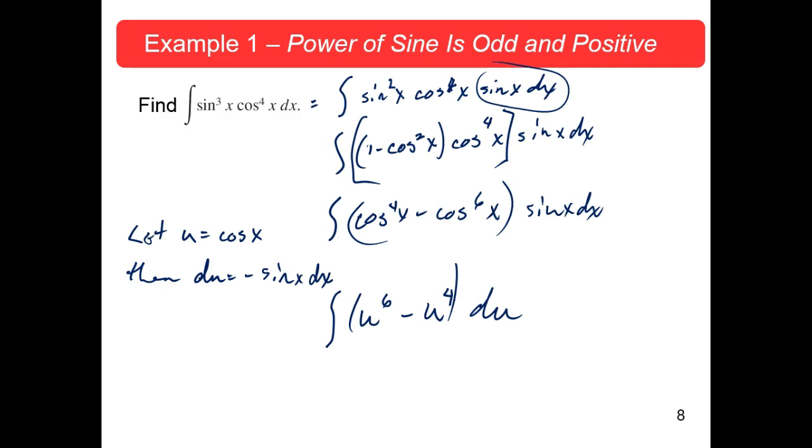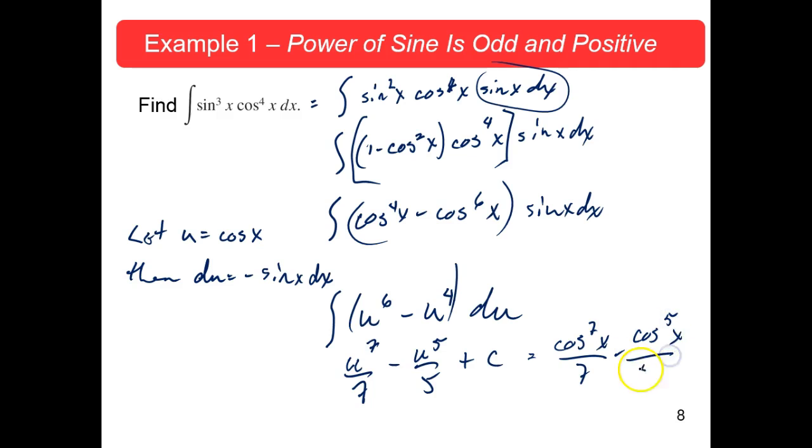What would that be? Power rule. Integrate u to the sixth du. What would that be? u to the 7th over 7 minus u to the fifth over 5. And then what else do we have? Plus c. Now all we do is plug in what u is. And what is u? Cosine. So this would be cosine 7th x over 7 minus cosine 5th x over 5 plus c. And that should be our answer.